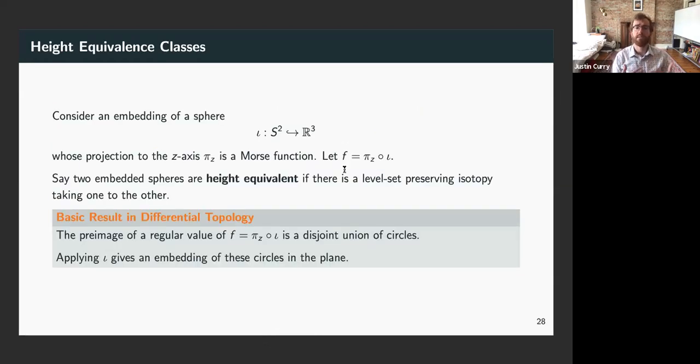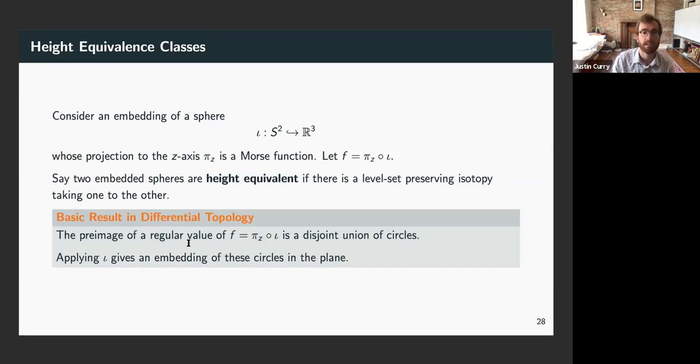So let's go ahead and say specifically the setup here. I want to consider my objects to be embedded spheres, such that when I project onto the z-axis, this is a nice Morse function. And I'm going to say that two of these spheres are height equivalent if there's a way of transmorphing one embedded sphere into the other without raising or lowering anything. So it's a level set preserving isotopy, to use fancier language. And this guarantees that if two spheres are height equivalent, then they're going to have identical level set barcodes.